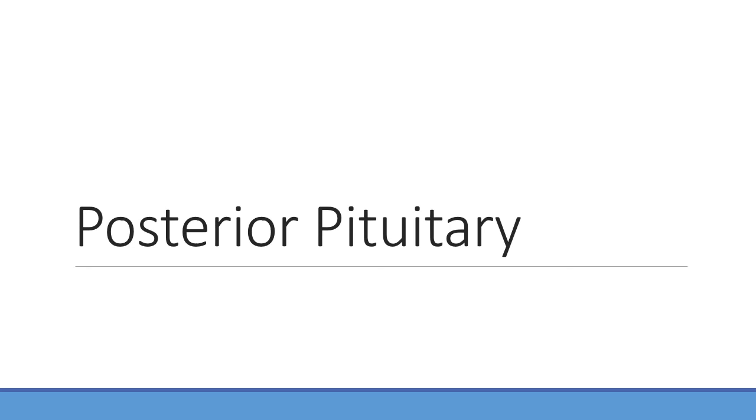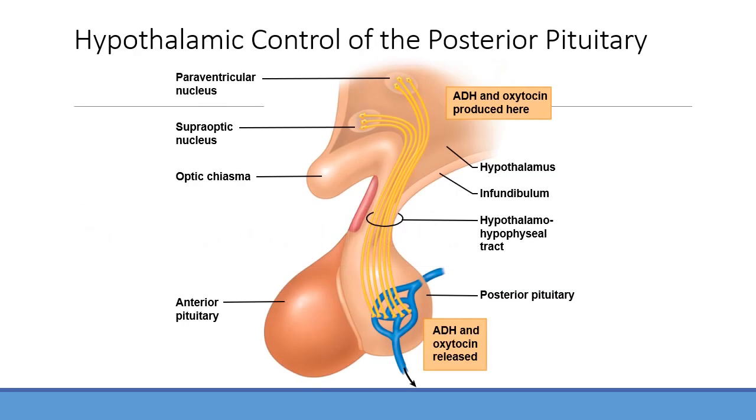Okay, so looking at the posterior pituitary gland. As mentioned, there's two hormones that come from here. Anyone remember what they were? ADH and oxytocin. So you can see here it's going to be this kind of direct neuronal connection here. They're going to stimulate release of ADH and oxytocin.